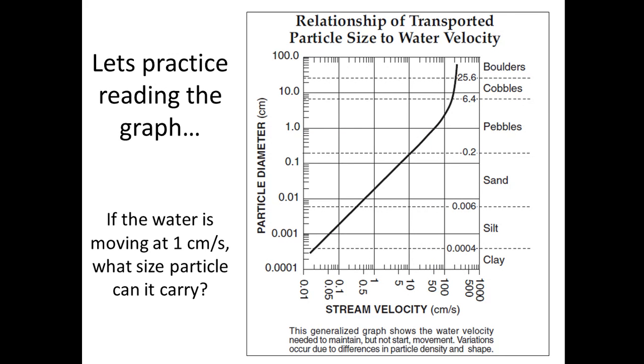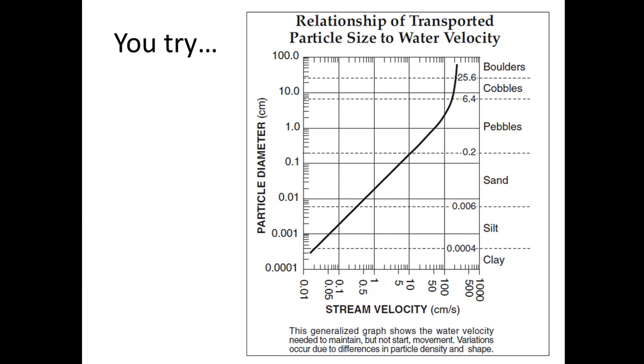Let's practice another style of question. If the water is moving at 1 centimeter per second, what size particle can it carry? So this is kind of the opposite. They gave us the velocity and they're asking us what size particle. So we're going to start at 1 centimeter per second, that velocity they gave us, read straight up to the bold line, and then over to particle diameter, and we see that we're at about 0.02. So our answer is that 1 centimeter per second water can carry a particle 0.02 centimeters in diameter. You try.